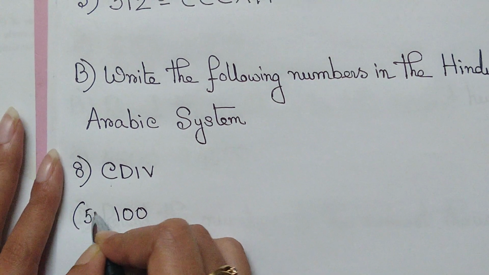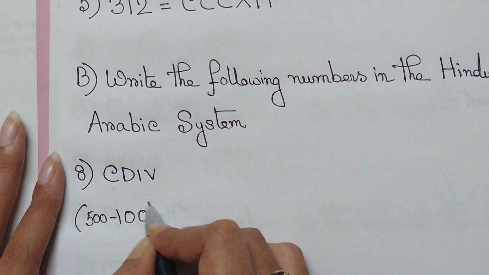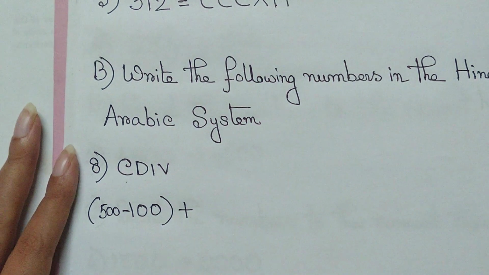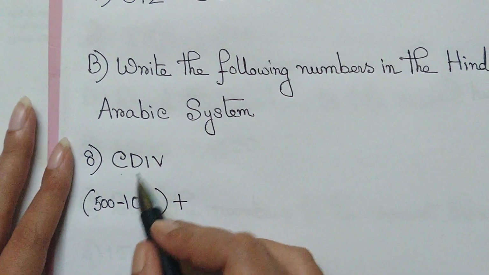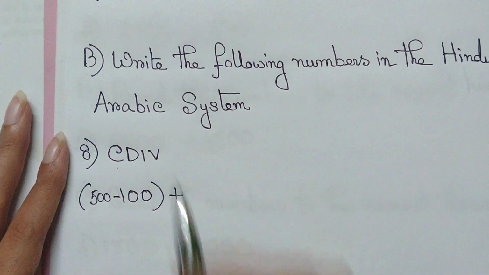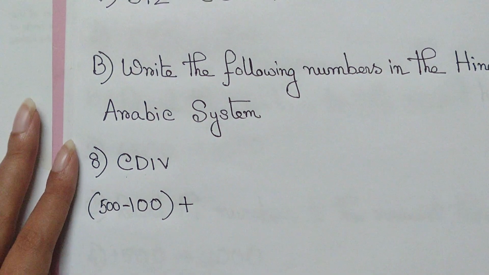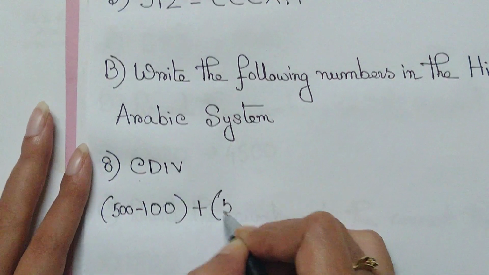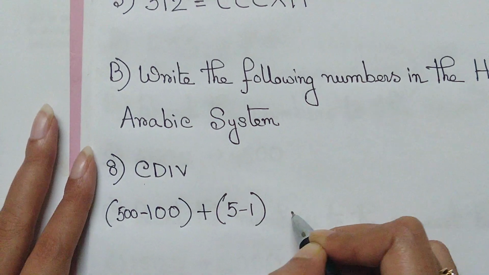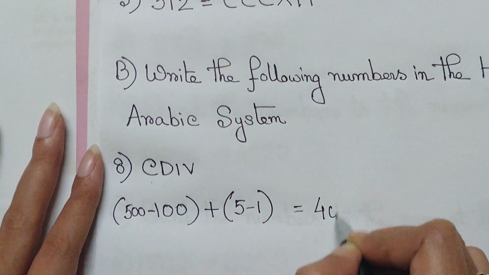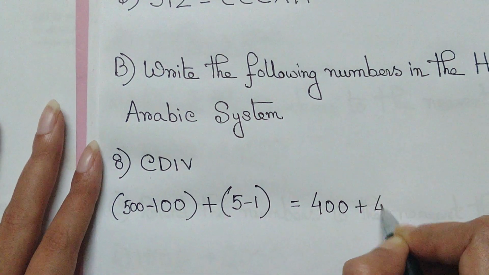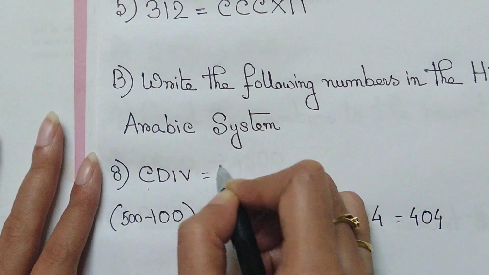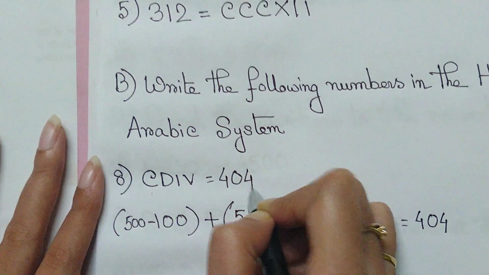That means 500 minus 100 plus IV. Again, I means 1, V means 5. So the smaller numeral is placed before the larger numeral. So 5 minus 1. This gives you 400 plus 4. That is 404. So the answer is 404.